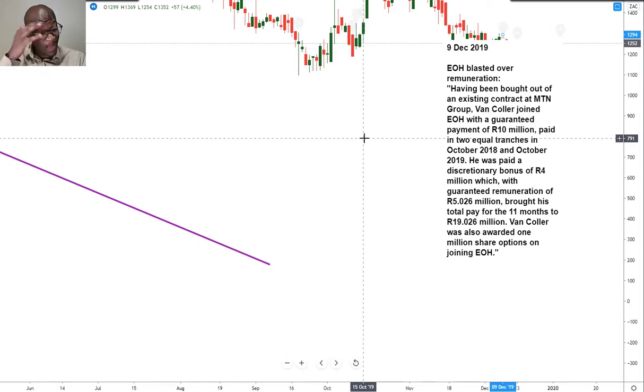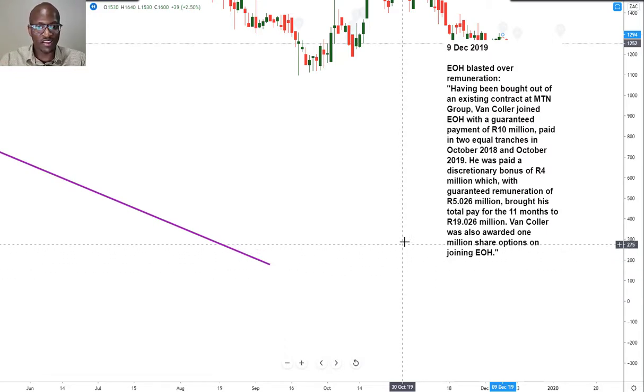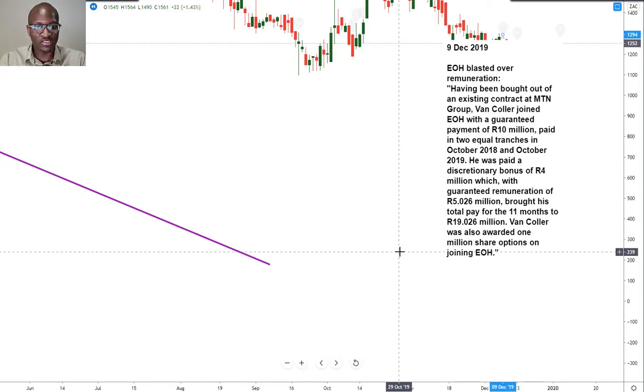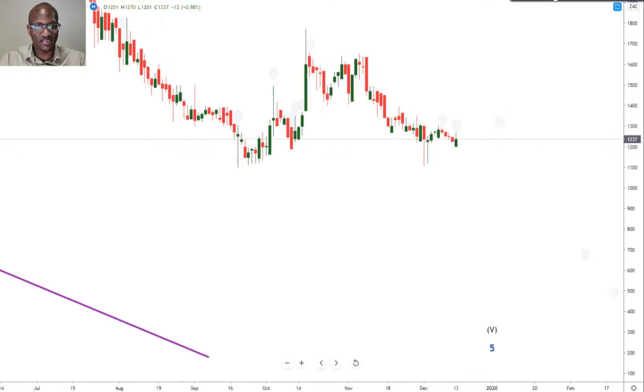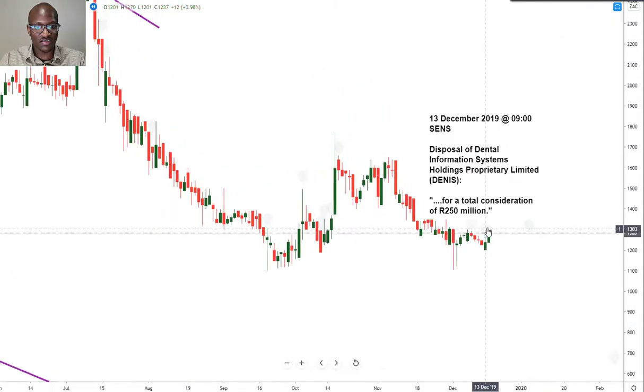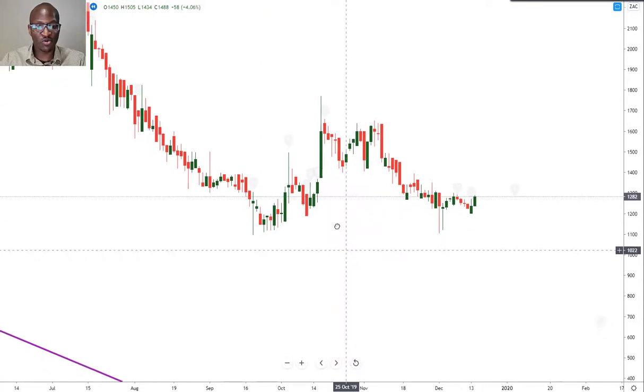This day, a couple of articles, one article on the 9th of December, headline, EOH blasted over remuneration, and this centered around Stephen van Coller's payment, salaries and bonuses, etc. So yeah, the market, well, this article was not too happy about that. And on the 13th of December 2019, another disposal of Dennis for 250 million. So more asset sales.